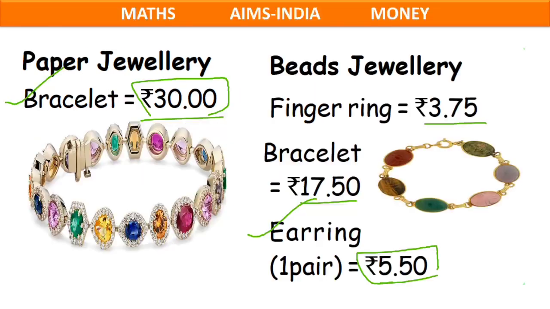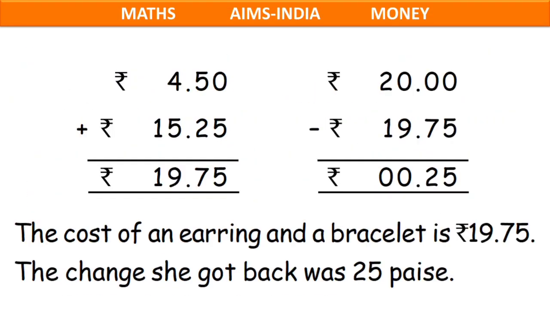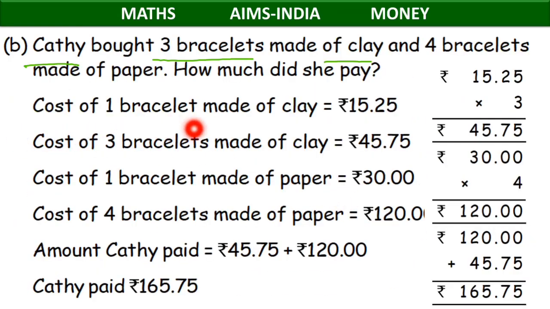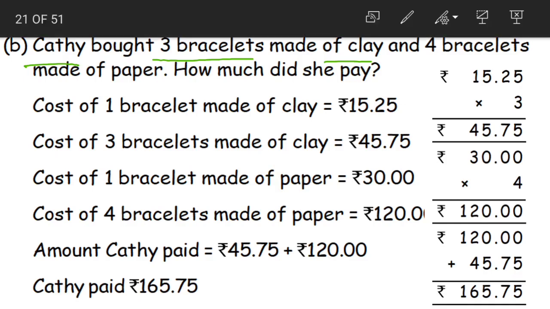The first step is, see, the cost of 1 bracelet made of clay is 15 rupees 25 paise. Yes, and next what should we do? Find out the cost of 3 bracelets. So the cost of 3 bracelets made of clay is equal to, how much will it be?